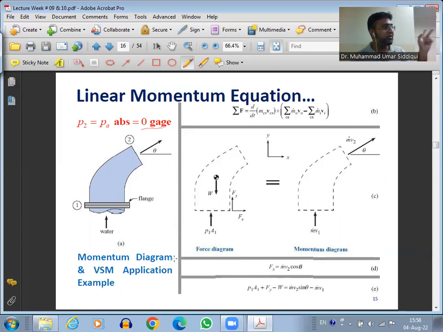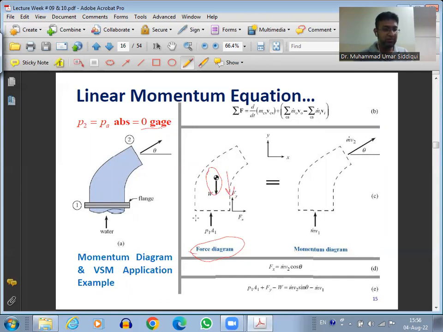Now we'll have two free body diagrams that we have to draw. One will be for the force. This is known as the force diagram. In the force diagram, we are just going to draw our control volume and just show the forces. So here in this case, there will be the weight of the pipe bend which will be acting downward.